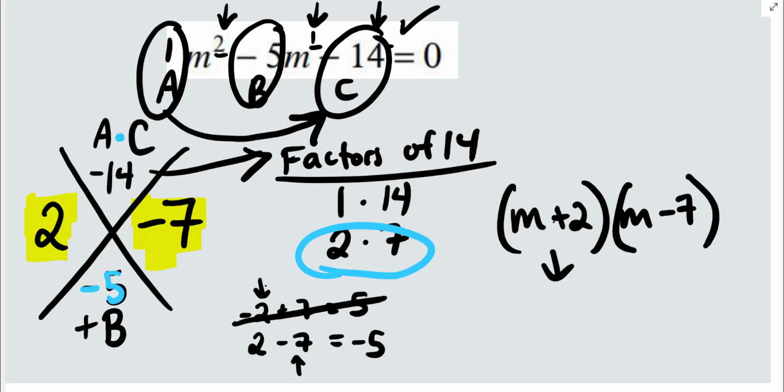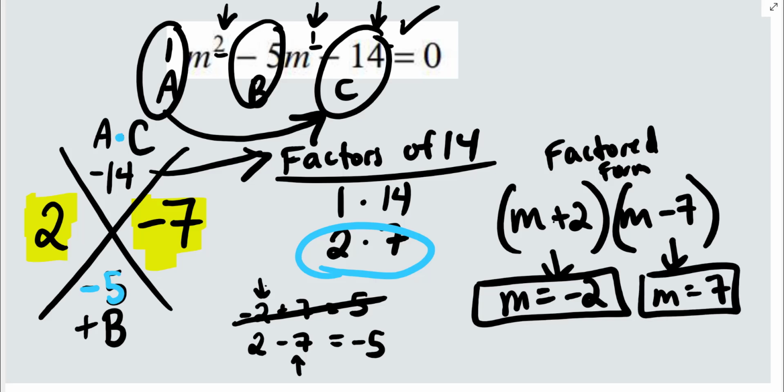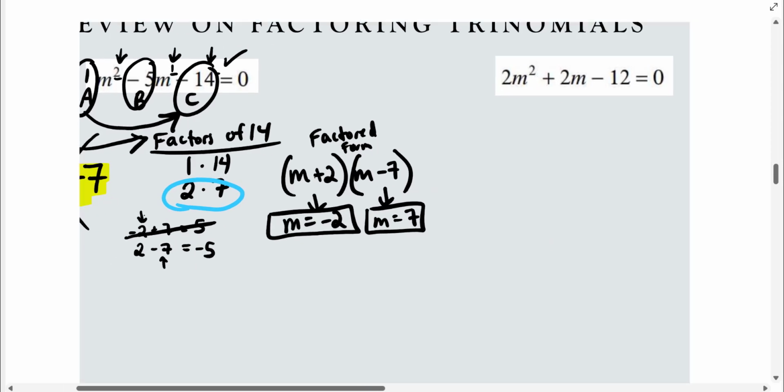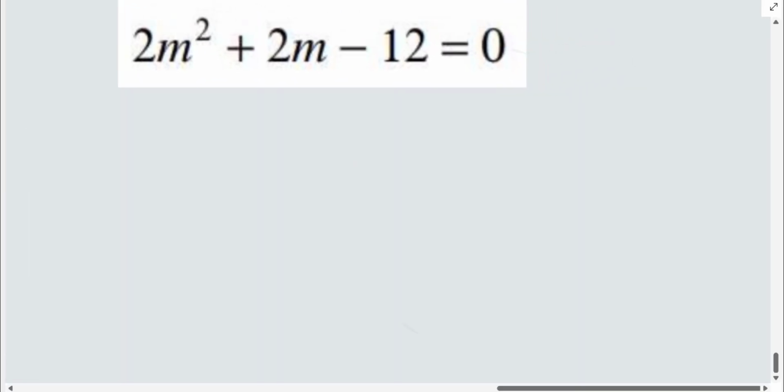Now for solving for the final answers, this is factored form. If we want to actually identify the solutions, we're going to have to change the sign. So if it's positive 2, it's going to become negative. And if it's negative 7, it's going to become positive. And those are our two solutions for this problem. You can call them solutions, factors, roots, intercepts. Okay. So that's a review of factoring trinomials, which you learned in Algebra 1 and in the previous unit of Algebra 2. Now we're going to go to another example very similar.